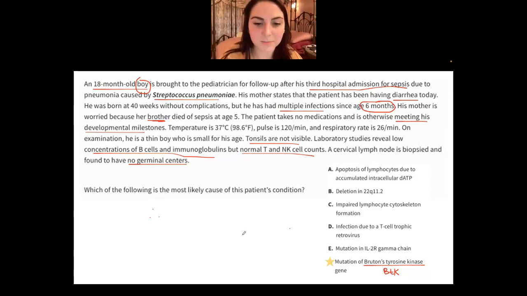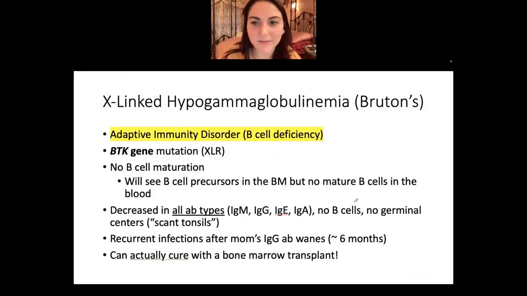It's allowing for proliferation. So going into this, everything we talked about: X-linked recessive, that's what the X is for. And they said the brother died, that's another indication. Usually it's the maternal uncle, but it's fine. Then everything we talked about: decrease in all antibody types, recurrent infections after mom's IgG antibody wanes around 6 months. And remember, you can cure it with a bone marrow transplant, because again, it's an issue with the stem cells of the bone marrow. Those stem cells have this mutation. So if we give a different type of bone marrow to this patient, hopefully the new stem cells in the new bone marrow will allow for better B cells, basically.